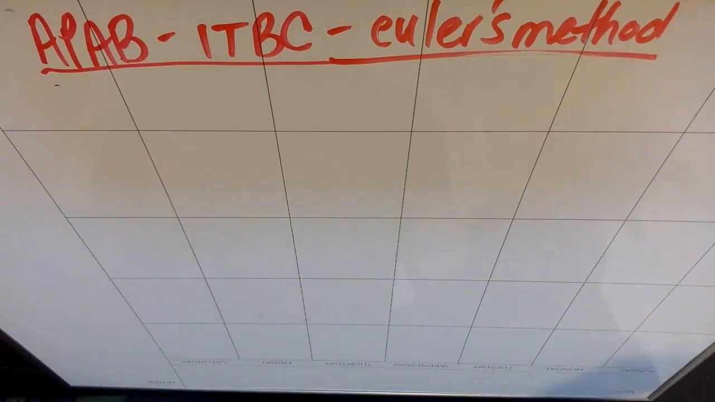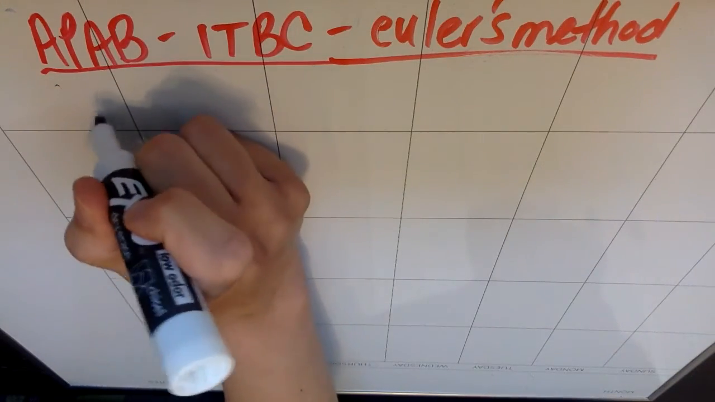So let's walk through how this works. I do my Euler's method as a table. You don't have to do yours as a table, but I am not an organized human by nature, so the way I do my Euler's method is like this.